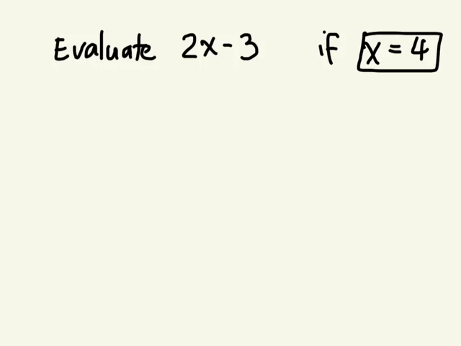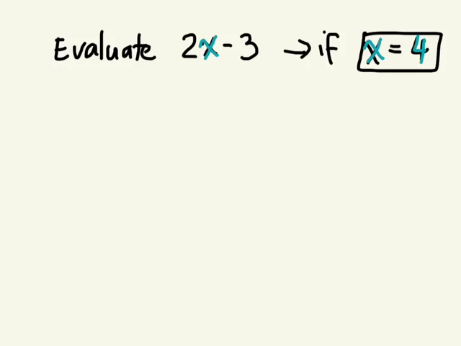If you just have the expression 2x minus 3 and ask you to solve it, well, you can't if you don't know what x is. But if I tell you that that variable x is equal to 4, what are you going to do with that information? Yep. Plug it in. We're told that the variable x is equal to 4. So I'm going to replace that variable with the number 4.